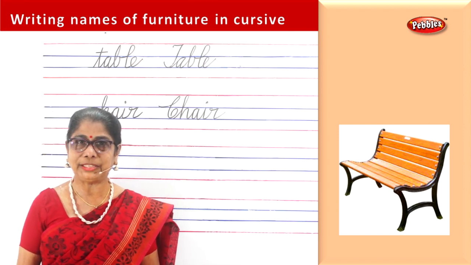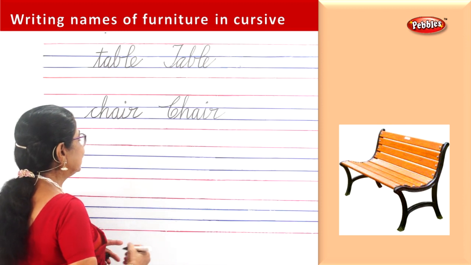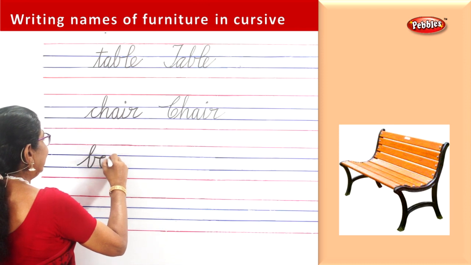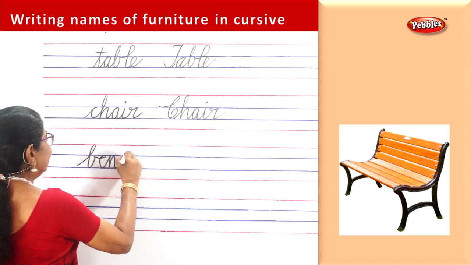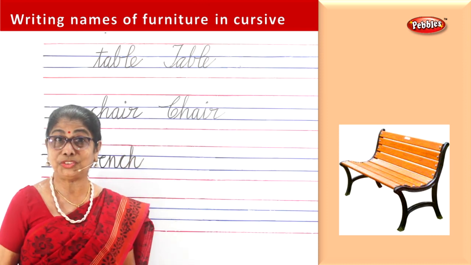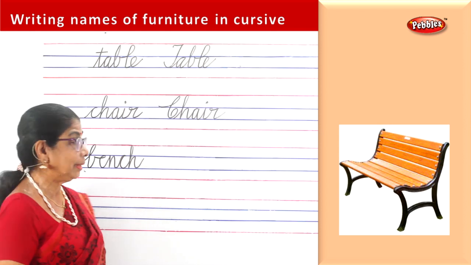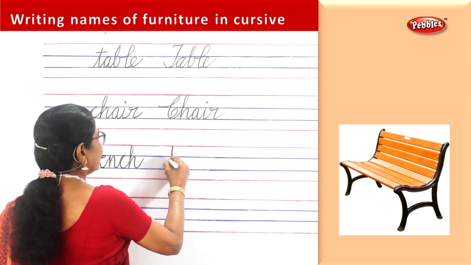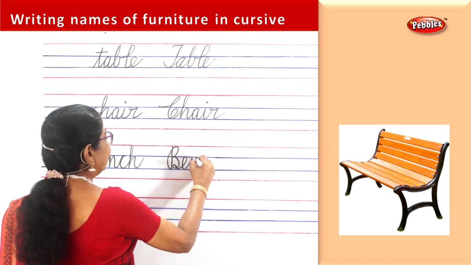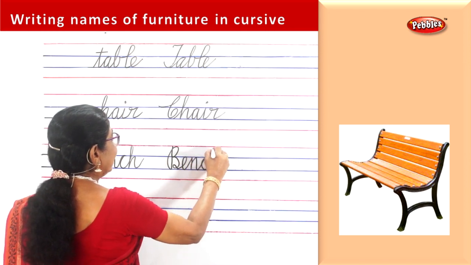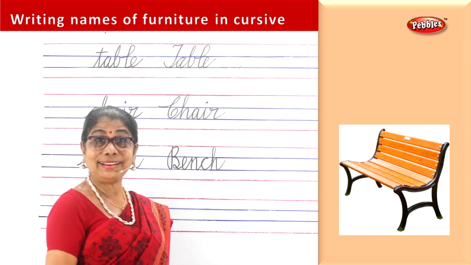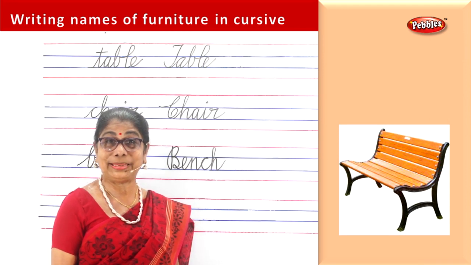Let's write bench. B E N C H. Let's write the B capital. Bench. So 4 friends sit in a row in a bench and you're happy, isn't it?